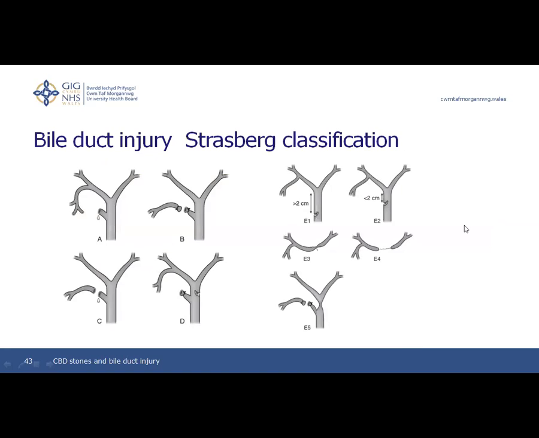So how do we classify the bile duct injury? This is given by the Strasbourg classification, and there are five types: A, B, C, D, and E, and E has another five types from E1, E2, E3, E4, and E5. And this is very important, and this is very easy to remember.